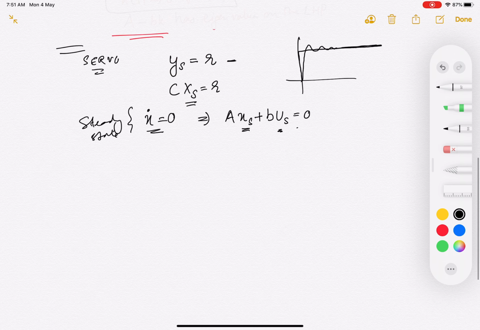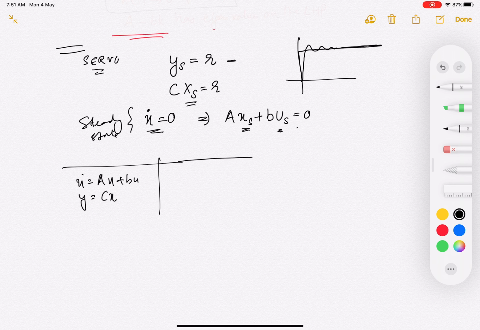So basically, let me try to summarize this. Your system is x dot is equal to ax plus bu, y is equal to cx, and at steady state the x(t) variable becomes xs, the u(t) variable is some fixed input that you are giving in order to put the system at xs, and the y(t) is actually the value that you want the system to have at steady state, which is equal to some reference input r.